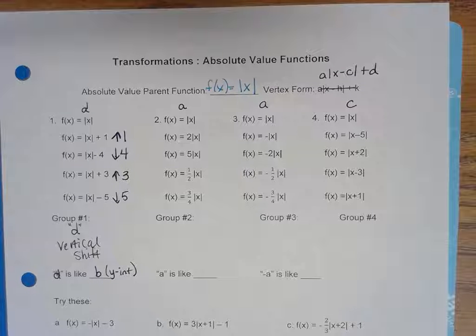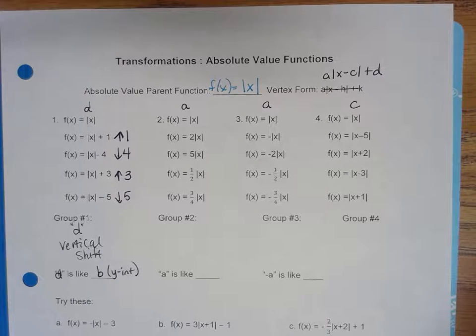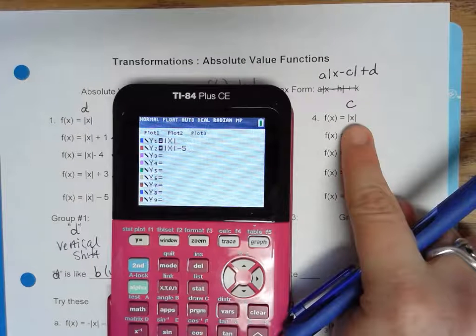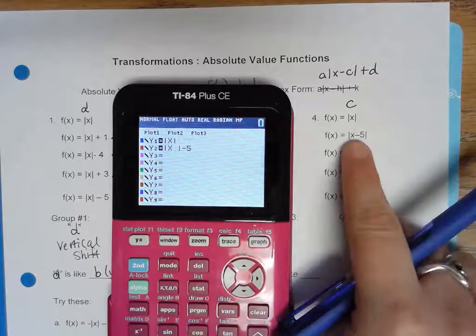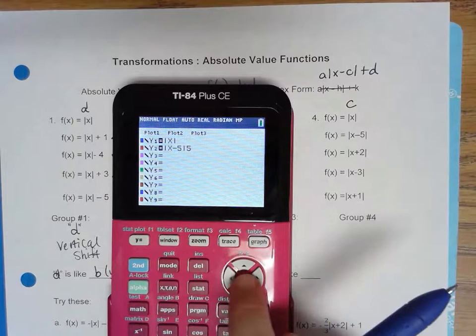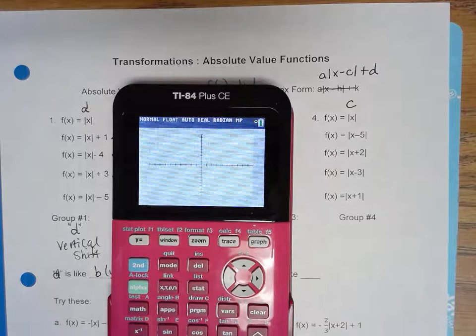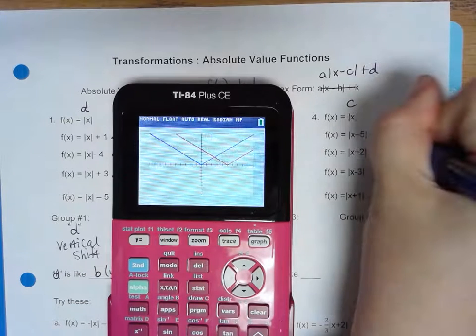Alright, so before I go and do the second column, we're going to go ahead and move over and do the very last column. So I'm going to keep the parent function in. Down here inside with x, I'm going to type minus 5, and I'm going to get rid of what was outside, so I don't have to retype every time. So when I hit graph, there's my parent. And my new function has moved, but this time it didn't go up or down. It moved to the right 5.